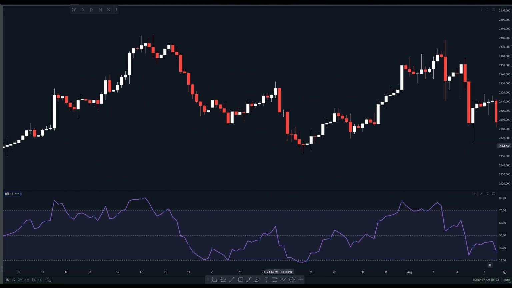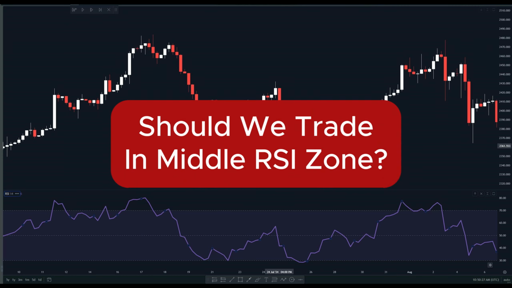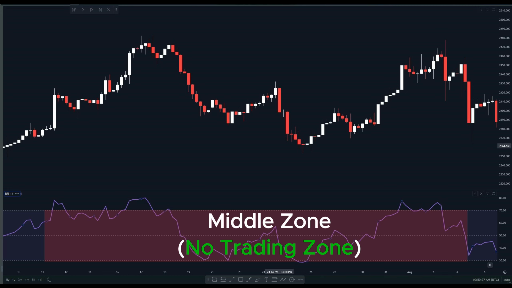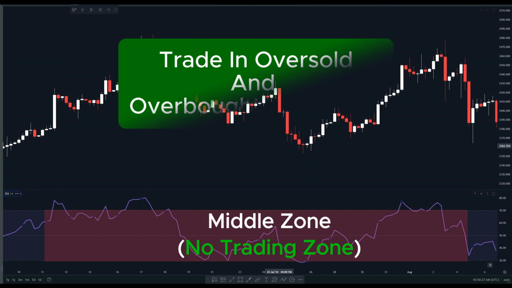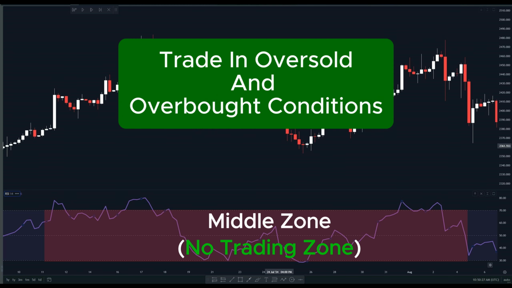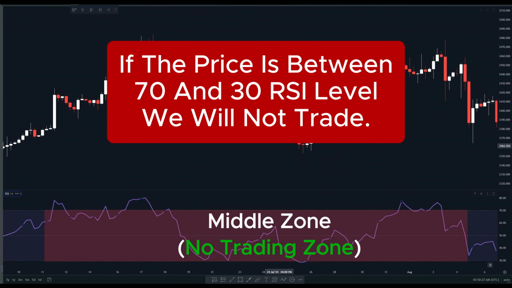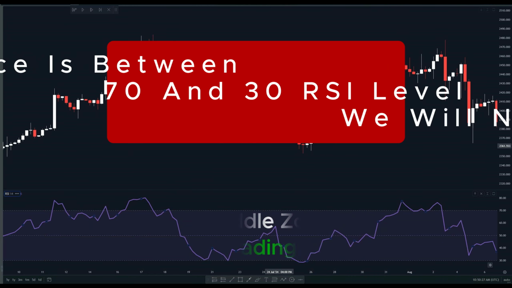The next question is, should we trade when the RSI line is in the middle of zone? This area between 70 and 30 is the middle zone, and we call it no trading zone, because if we are using RSI indicator, then we will only trade in oversold and overbought market conditions. And if the price is between 70 and 30, then according to RSI rules, we are in a sideways trend, and we will wait for price to cross the 70 level or the 30 level.